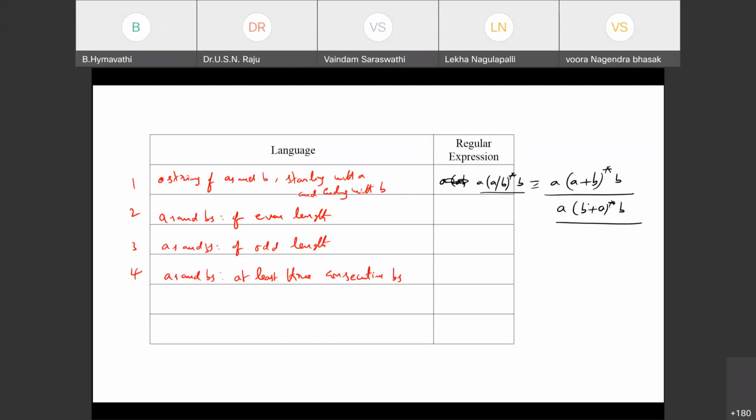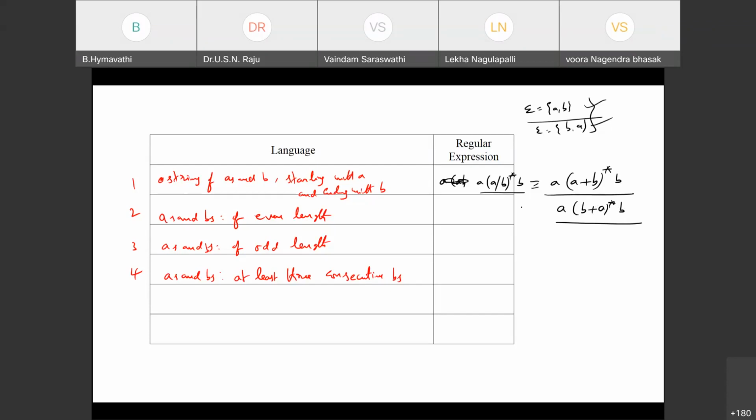When we know that sigma equals {A, B} and somebody says sigma equals {B, A}, is there any difference between these two? No, both are exactly the same. So even if you write (B plus A) whole star, it doesn't matter, both are the same. Okay, then now A's and B's of even length. (A plus B) whole star.